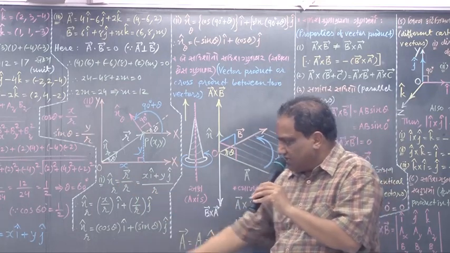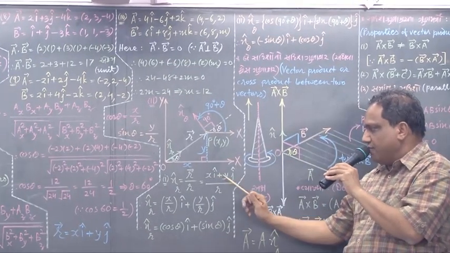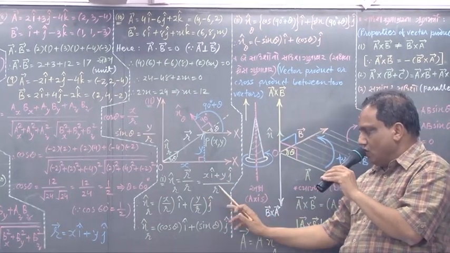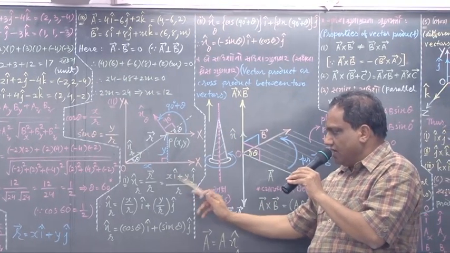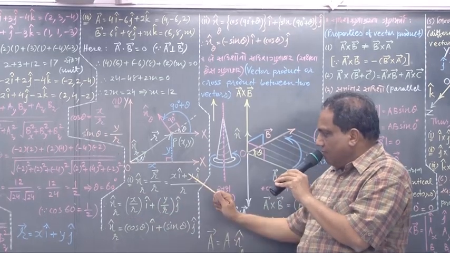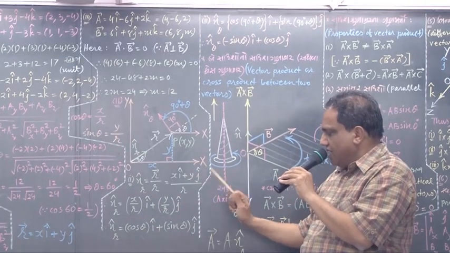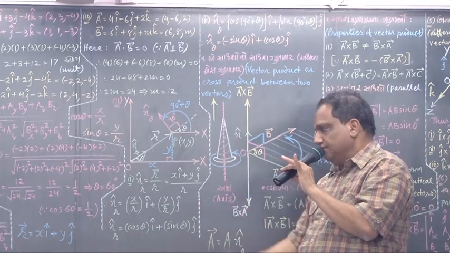What is vector R? Just now I said x i hat plus y j hat. Look here, x i hat plus y j hat upon R. Separate the denominator. x upon R into i hat, plus y upon R into j hat.